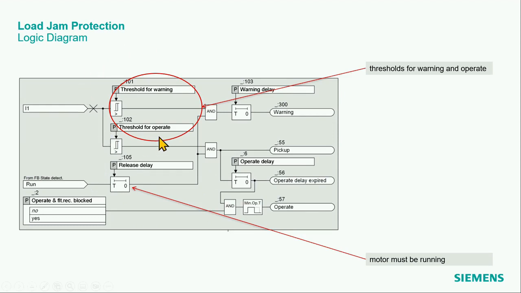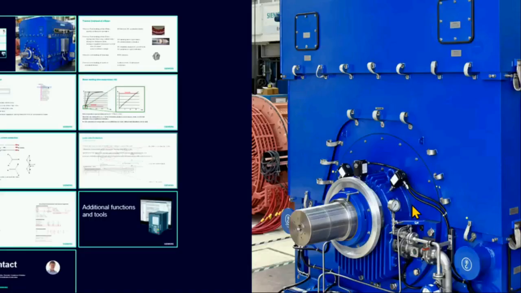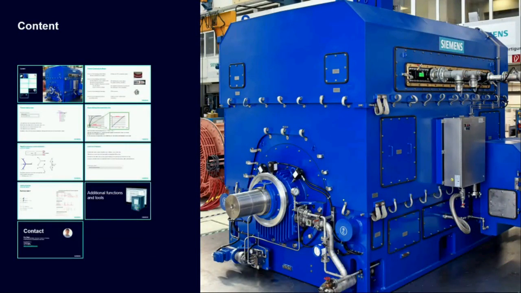Okay, so I have two thresholds, a warning and an operate threshold. I measure the positive sequence current, and those two thresholds work on the positive sequence current. And here I have a pickup and an operate signal. So if I exceed these values, especially the operate value, then I go into this AND gate. After this release delay timer has elapsed, the AND gate becomes one, and I get a pickup and also the operate signal at the output. So that's basically all for this load jam protection.